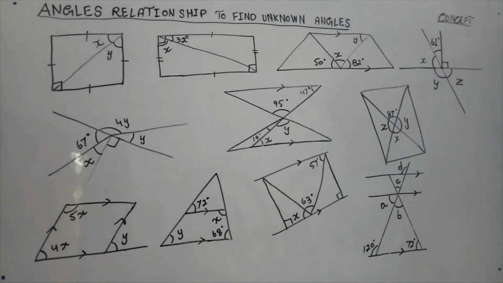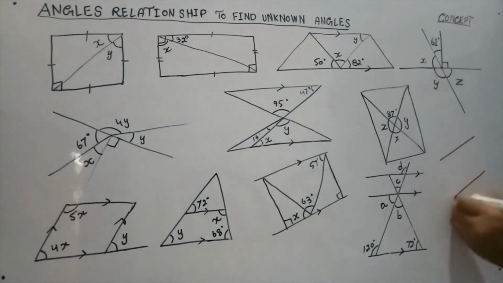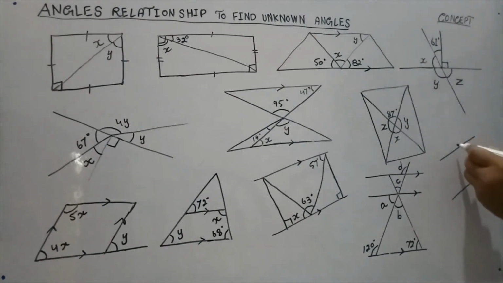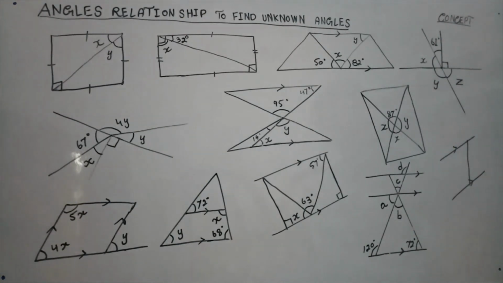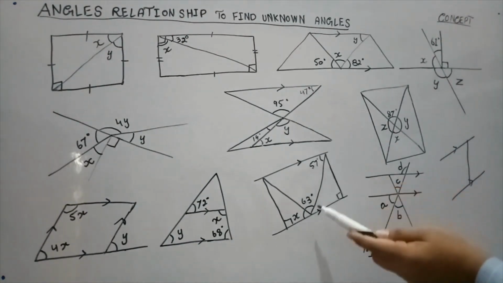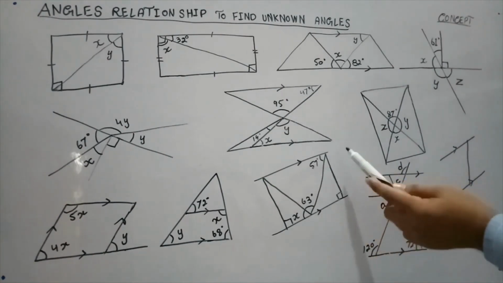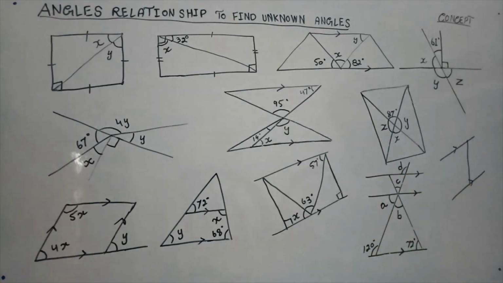Let's see. Here we have two parallel lines. These two are two parallel lines. This time I am only drawing this line. First I have drawn this line only. Now you can see here we have alternating angles. How? In alternating angles we will get a Z shape.